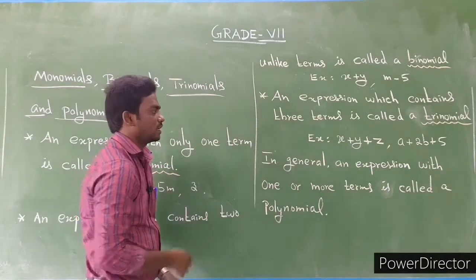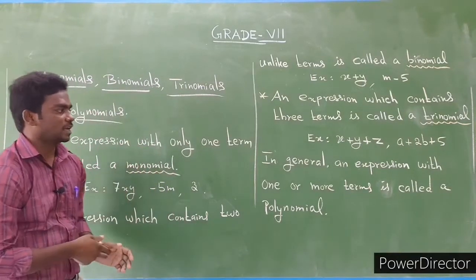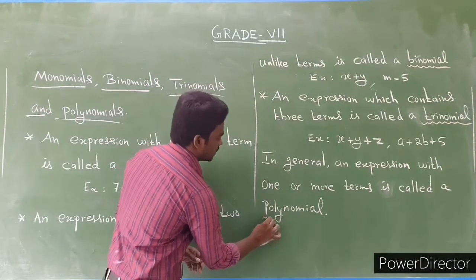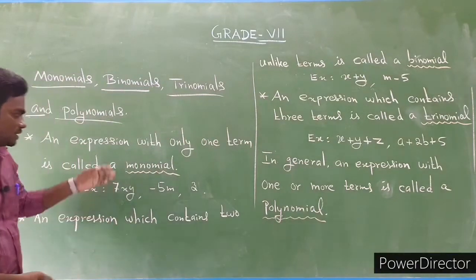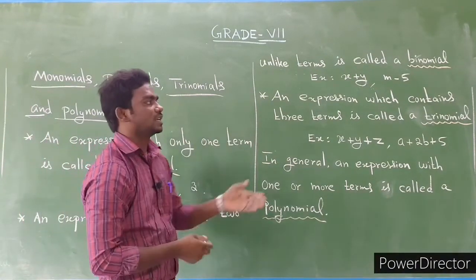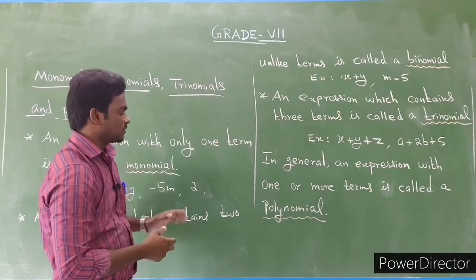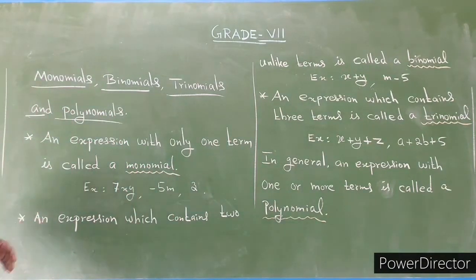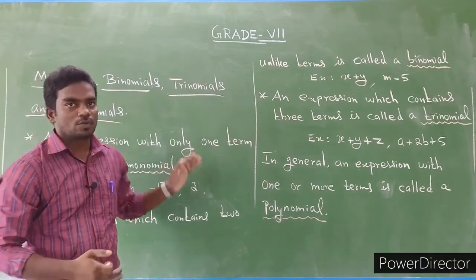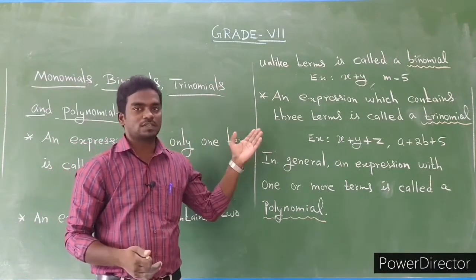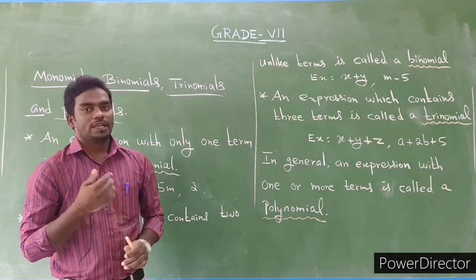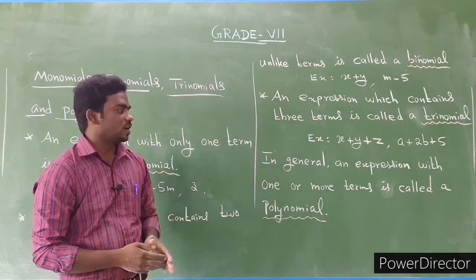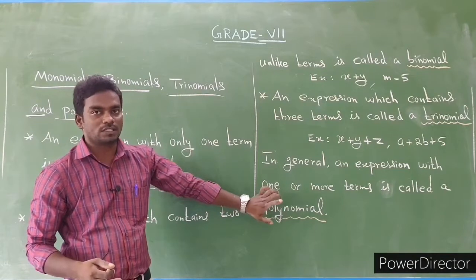The last one, in general, what is the general form of monomial, binomial and trinomial? In general, an expression with one or more terms is called a polynomial. So a monomial is a polynomial. Next, a binomial is also a polynomial. Next, a trinomial. So the general concept of monomial, binomial and trinomial is called a polynomial. So what we discussed: an expression with only one term is called a monomial. Next, an expression which contains two terms is called a binomial. Third, an expression which contains three terms is called a trinomial. So an expression which has one term or more than one term is called a polynomial.